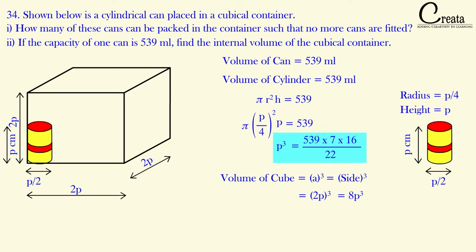Let's put in the value of p cube that we just got from the previous equation. Here 22 and 16 will cancel out with 2, and 11 with 539 gives 49. On solving, we got the answer as 21,952 centimeter cube. That is the answer to this question.